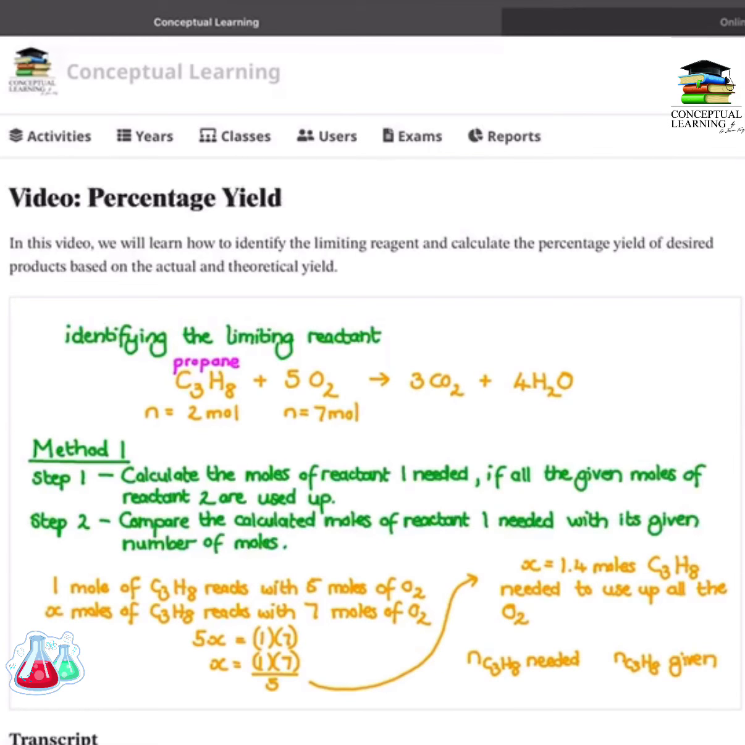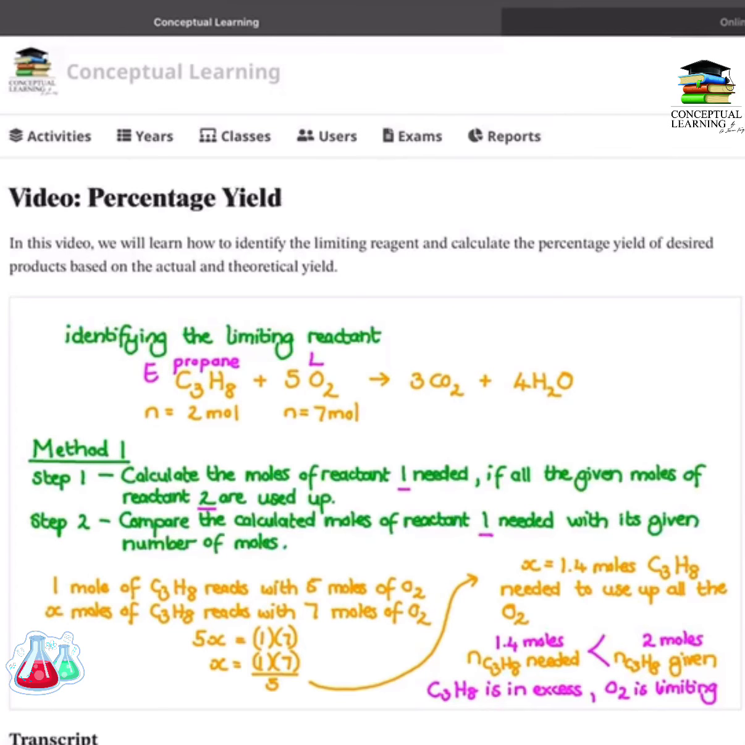In step 2, we need to compare the moles of reactant 1, propane, needed with its given number of moles. And we can see that the number of moles of propane needed, 1.4 moles, is less than the number of moles of propane given, which is 2 moles. So we say that propane is in excess because we have present more propane than we need. We say that propane is the excess reactant, and by default oxygen is the limiting reactant. Let's write E next to propane in the equation and L next to oxygen for excess and limiting.